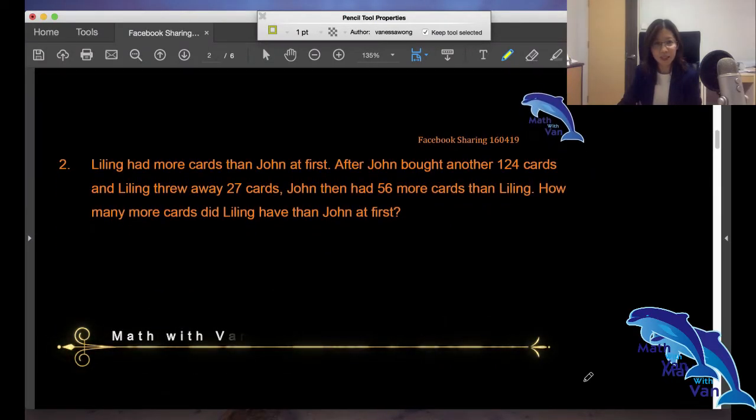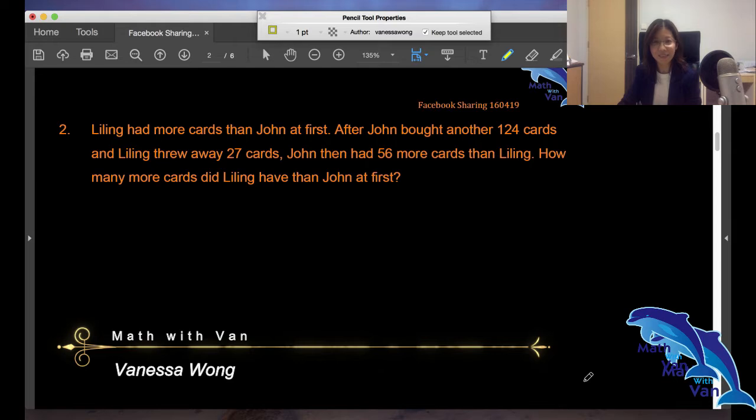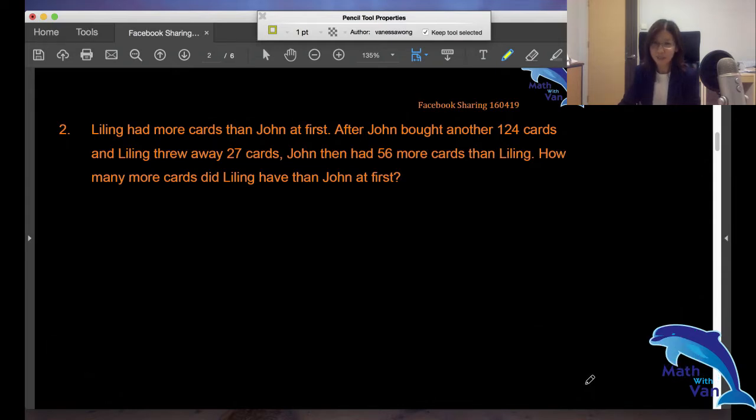Li Ling had more cards than John at first. Yes. Okay, that's very easy to make a careless mistake. That's what I'm trying to say. Okay, so after John bought another 124 cards, and Li Ling threw away 27 cards, John then had 56 more cards than Li Ling. So how many more cards did Li Ling have than John at first?